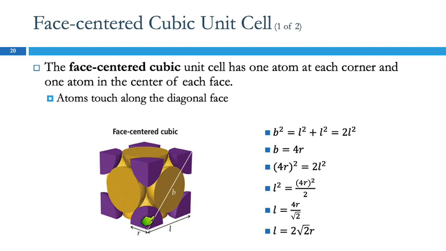So now this one touches just on the diagonal of one face, and this is the math involved in finding out that the length of the edge is going to be 2 times the square root of 2 times r. So this does not mean 2 times the square root of 2r. That's not what it is. It would probably be better to say r times 2 times the square root of 2.